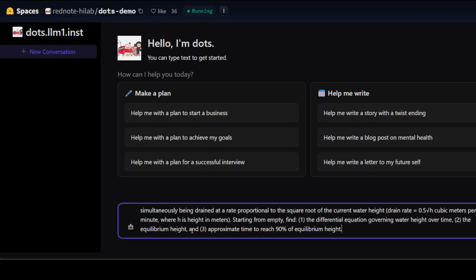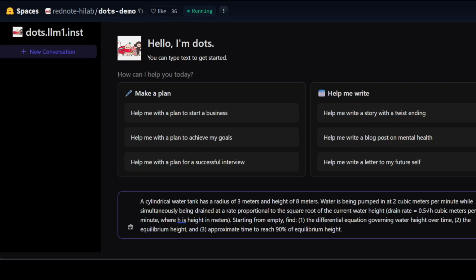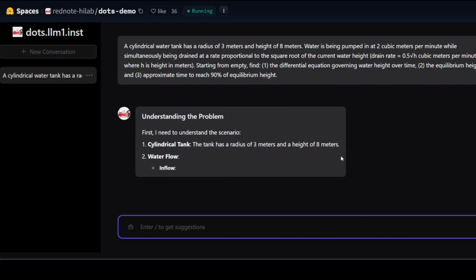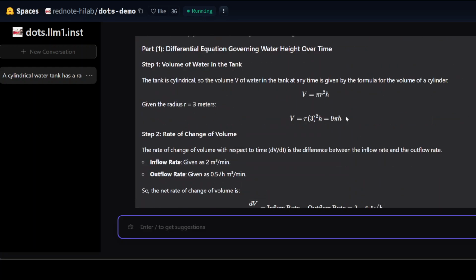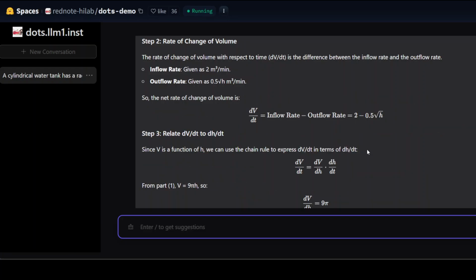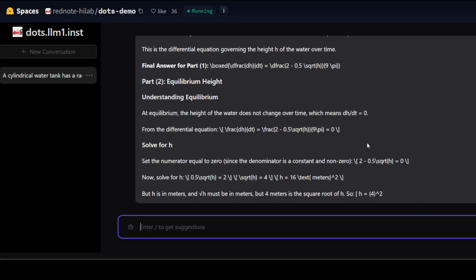So let me run the first prompt. I'm asking it that a cylindrical water tank has a radius of 3 meters and height of 8 meters. Water is being pumped in at 2 cubic meters per minute. So this whole question, if you read through it, is checking mathematical and logical reasoning. So let me run this. And as it is a publicly available space, sometimes I have seen that it just throttles or maybe gives you a response back pretty late.